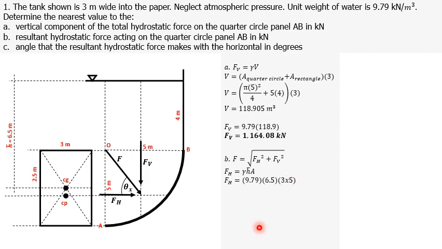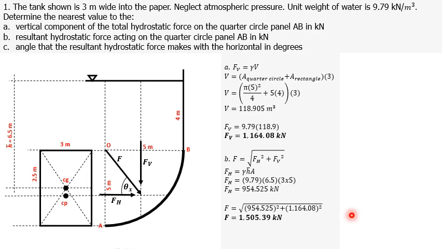So substituting, our gamma is 9.79 kilonewtons per cubic meter. Our h bar is 6.5 meters. And the area of the projected cross-section is the area of this rectangle, which is base times height. Our base is 3 meters, our height is 5 meters. Therefore, FH is equal to 954.525 kilonewtons. Now we're ready to solve for the resultant hydrostatic force by simply substituting our FH and our FV.